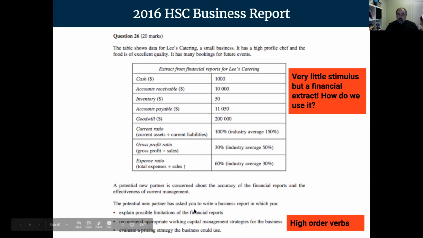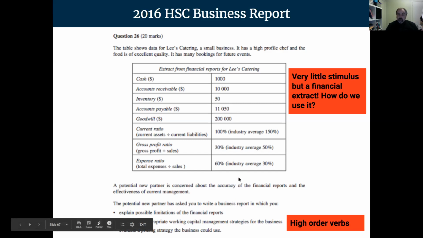Our second part of the question is recommend appropriate working capital strategies. Okay, so we've got our working capital strategies. So, looking at those strategies around sale and lease back and leasing. You could even look at control of current assets, control of current liabilities, and within those.